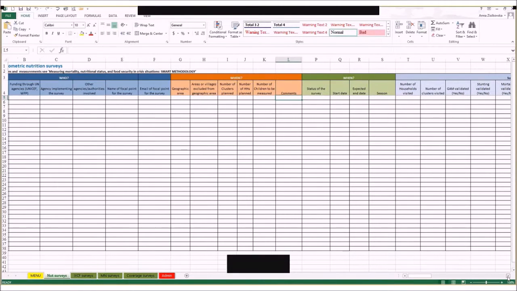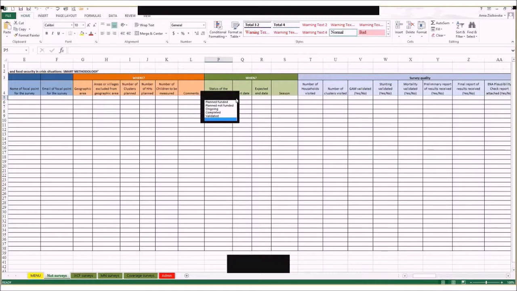The when part consists of the current status of the survey. This is for you to easily understand what the status is, whether it's planned and already funded, planned or not funded, ongoing, completed or validated. These are standard statuses which we are using across the country. Start date and then expected end date of the survey, or if the survey has already ended, then it's not expected, but it's already the end date. And then season, which is only relevant to those countries where you have seasonality. For example, pre-harvest and post-harvest season, when you do your assessments twice a year to see different situations.